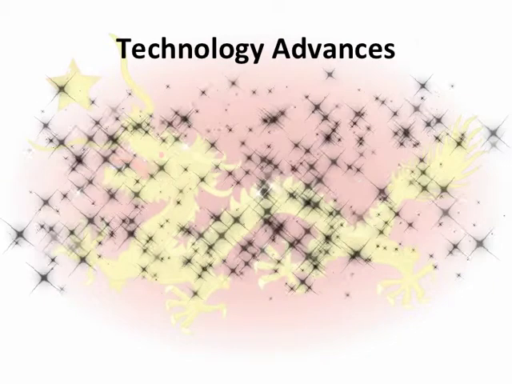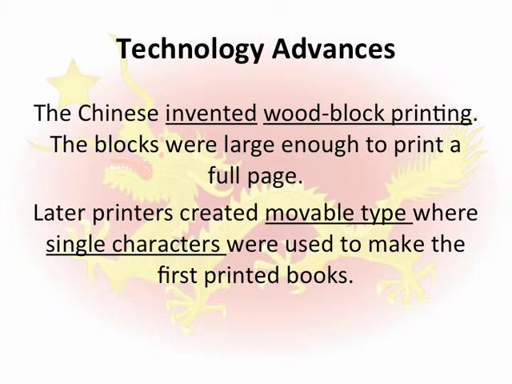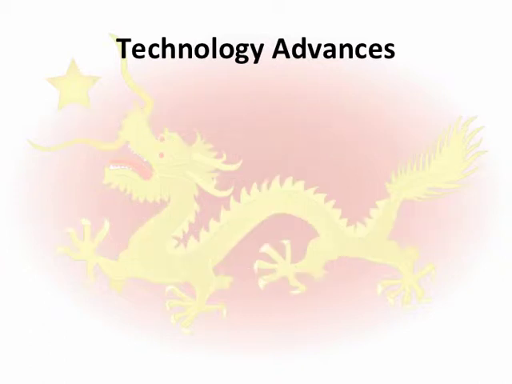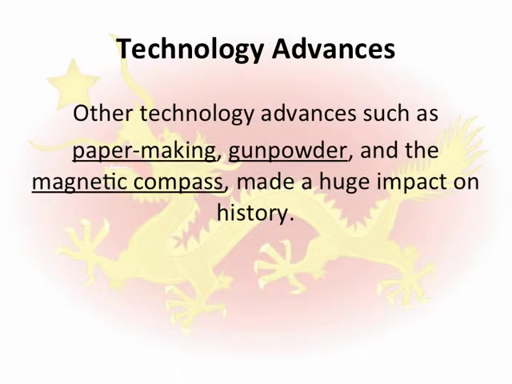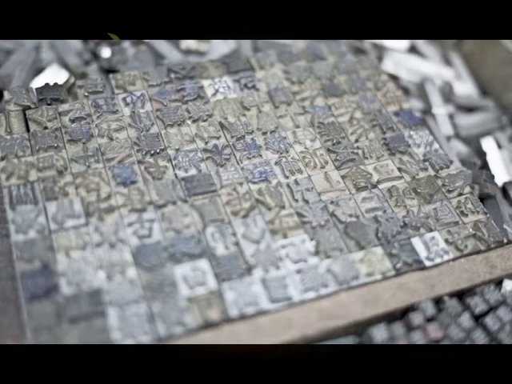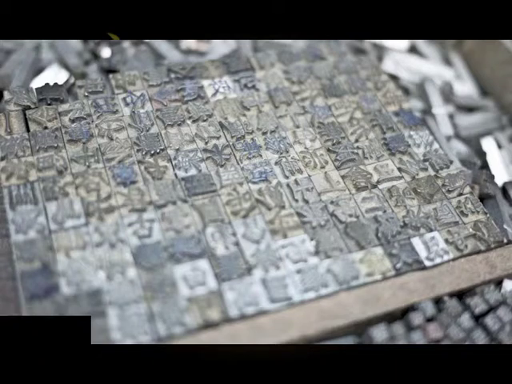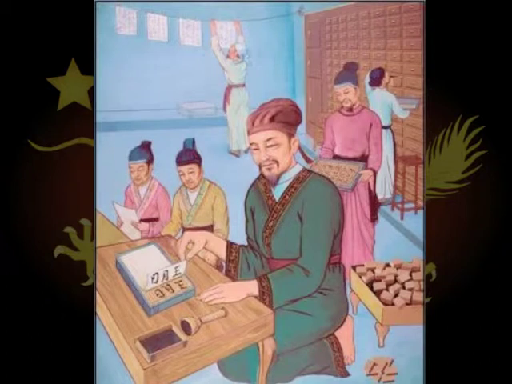Technology and advances. The Chinese invented woodblock printing. These were blocks that were large enough to print full pages. Later, the printers created movable type, where single characters were used to make the first printed books. Other technology advances such as papermaking, gunpowder, and magnetic compasses made a huge impact on history. This is the large woodblock printing. And here's an image of woodblock printing.